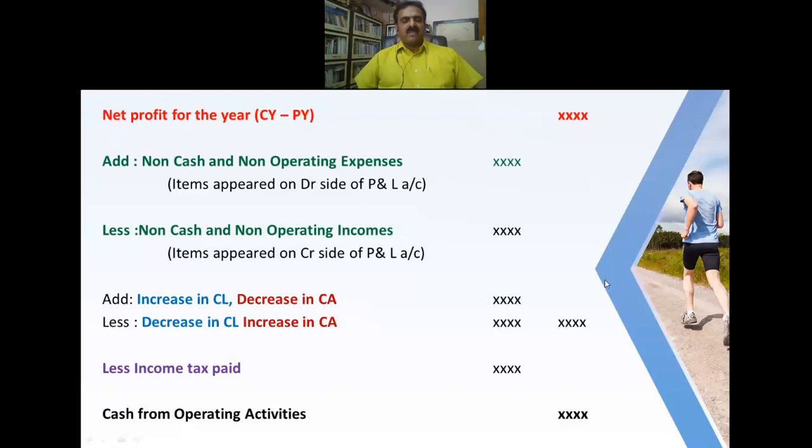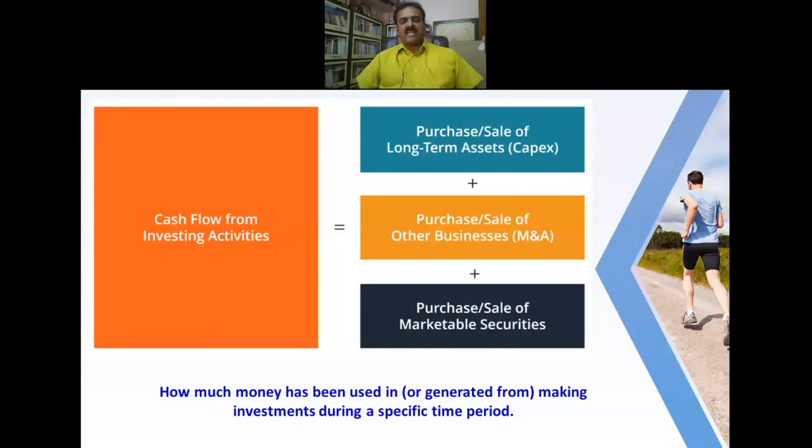This is the first step, the major activity in which, in case of a cash flow statement, one needs to understand. The second activity is called cash flow from investing activities. This cash flow from investing activity is mainly pertaining to the purchase and sale of long-term assets. The long-term assets may be non-current assets pertaining to the fixed assets and investments. Either it may be a purchase or it may be sale. So how much money has been used or generated from making the investments during a specific period of time, that fetches the net cash flow from investing activities.